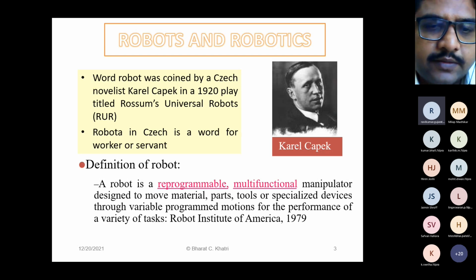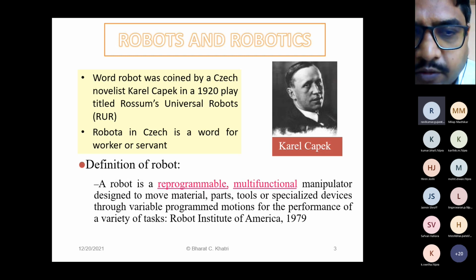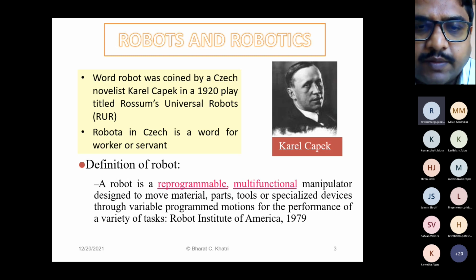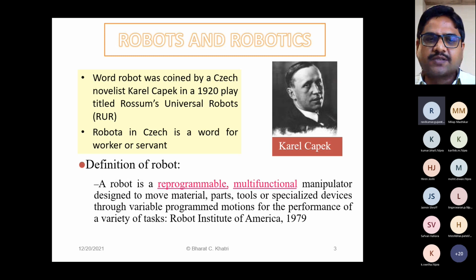The definition of the robot was given by the Robot Institute of America in 1979. After so many years working on robots, they gave one definition: a robot is a reprogrammable multifunctional manipulator. Manipulator means an electromechanical device, you can say. It is reprogrammable, so you can change the program. It is not a fixed program. It is multifunctional, not limited to one function. It can do multiple functions. That is the beauty of this structure.